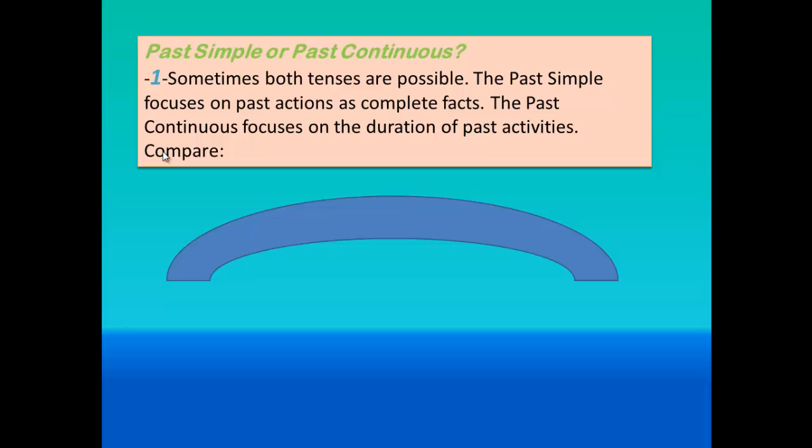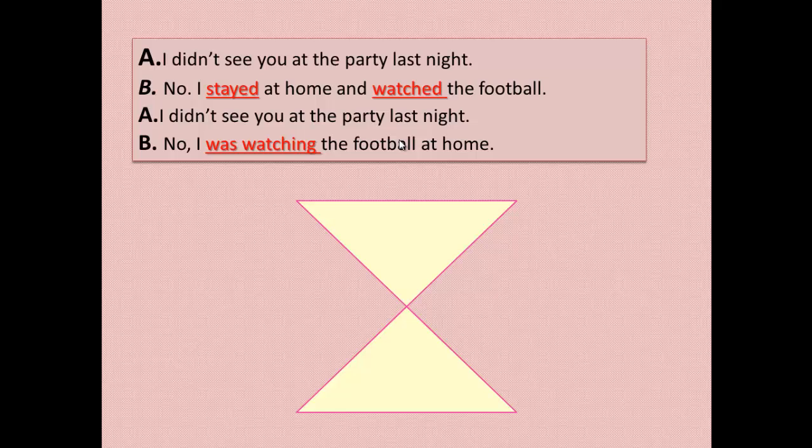The past simple focuses on past action or actions as complete facts, whereas the past continuous focuses on the duration of past activities. Here, the duration is so important word. So, it focuses on the duration of past activities. Let's compare. Yes, I didn't see you at the party last night. No, I stayed at home and watched the football. So, A said, I didn't see you at the party last night. B replied, no, I stayed at home and watched the football. Here this person used the past simple.